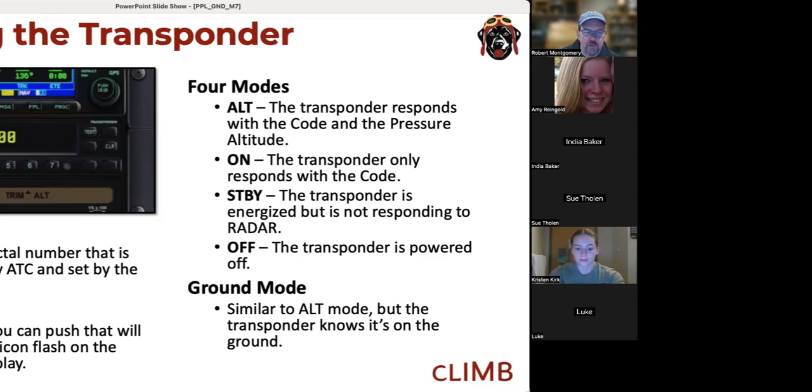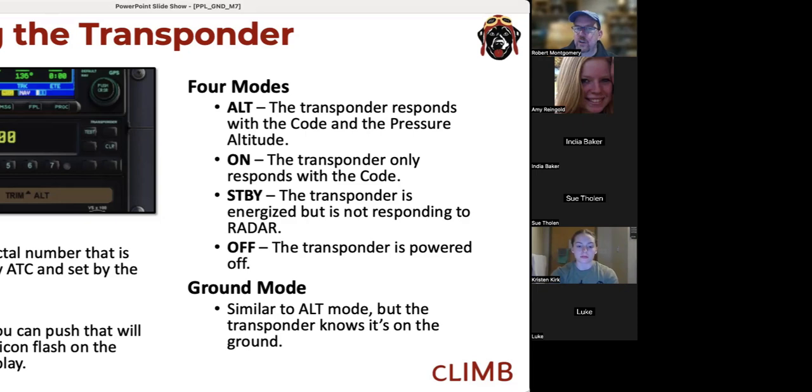And then the next one we have this little ident button. That ident button is kind of fun. If you push the ident button, it's a little bit flip in the response. The way it works is it makes your icon flash on the controller scope. So you push it, your icon flashes for a few minutes. Every once in a while, I have a controller say, "Hey, Sky 172 Tango Golf, ident," and you just reach over, push the button, right? And you flash on the scope.